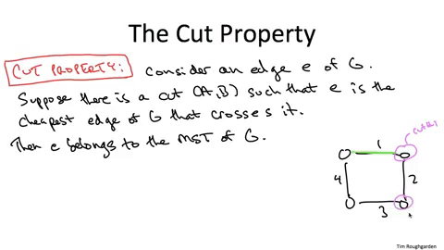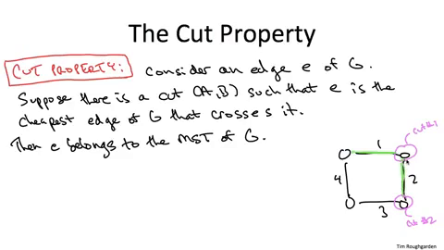Let's look at a cut where on one side we just put the bottom right vertex, and on the other side we put the other 3 vertices. Now this cut has 2 edges crossing it, the edges that have cost 2 and cost 3. The edge of cost 2 is the cheapest edge crossing this cut. So by the cut property, it has to be in the MST. So that's cool. So we know the 2 has got to be there.